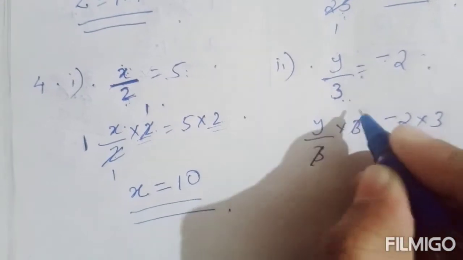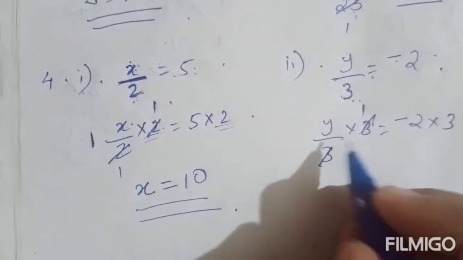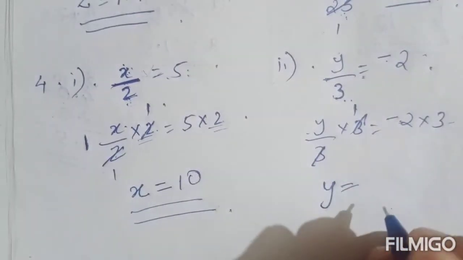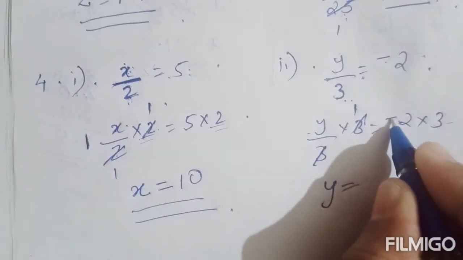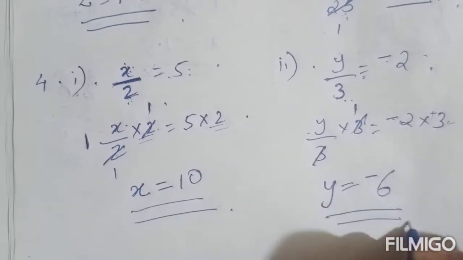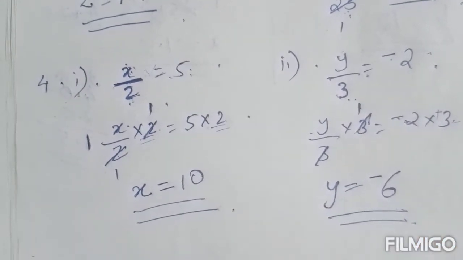3 by 3 you can cancel, it is 1. Y into 1, it is y equal to minus 2 into 3. Negative into positive, it is negative. 2 into 3, it is 6. So y equal to minus 6 will be the answer.